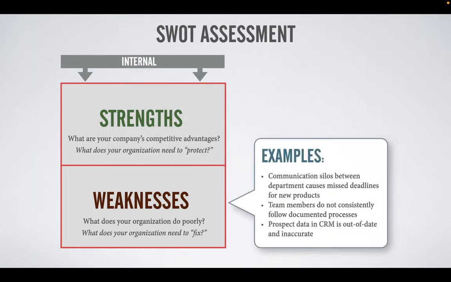Let's look at some examples. Communication silos between departments causes missed deadlines for new products. Team members do not consistently follow documented processes. Prospect data in our CRM is out of date and inaccurate. Again, these are all internal to our organization. They're very specific, and these are things that we can control.